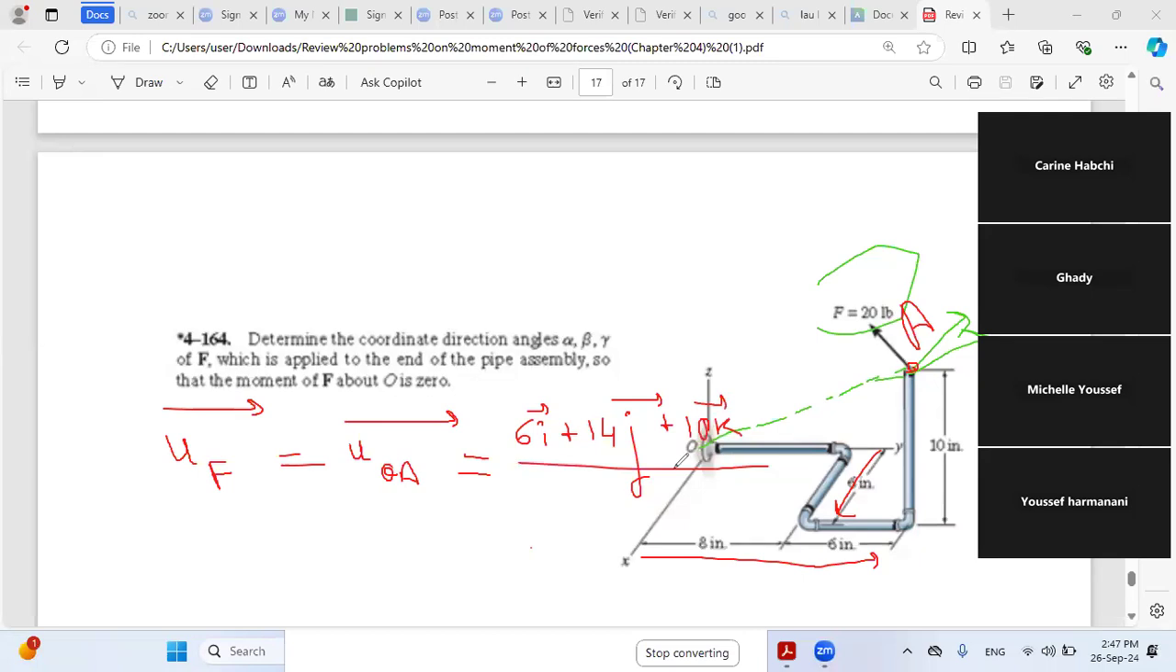over radical of 6 square plus 14 square plus 10 square. Okay. And now, what are the direction angles then? How do you get alpha? If I give you the unit vector of a line, how can you get the angles of this line with x, y, z? What do you do?